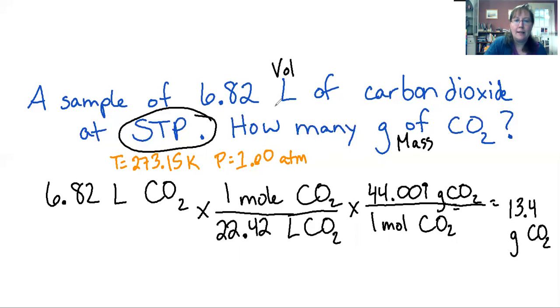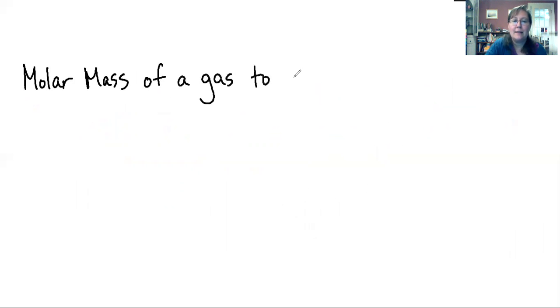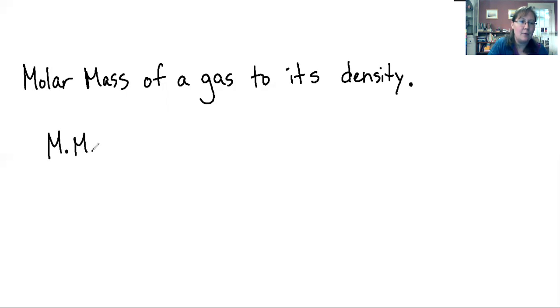All right, now let's take a look at another interesting thing, and that's dealing with molar mass and density. And this is the last part that we have in gas stoichiometry, and that is that you can link the molar mass of a gas to its density. And the way that you would do that is if molar mass is MM, that's going to be equal to the density of the gas times R times T all over the pressure.